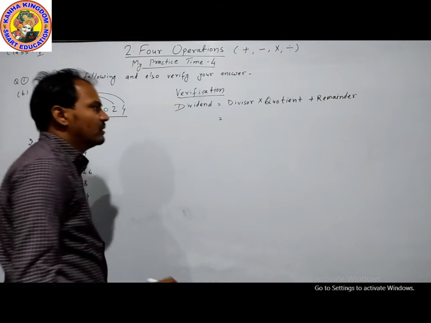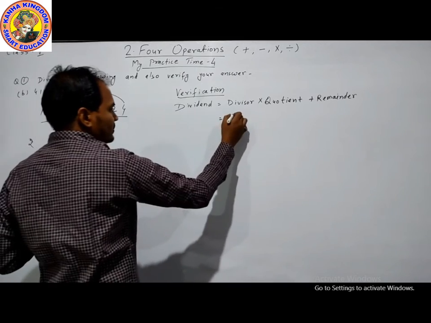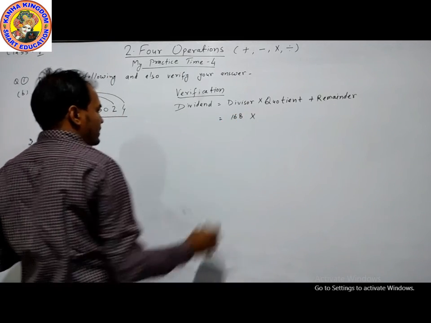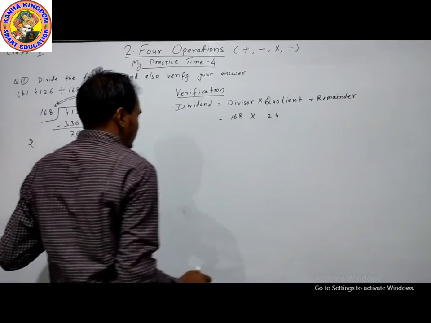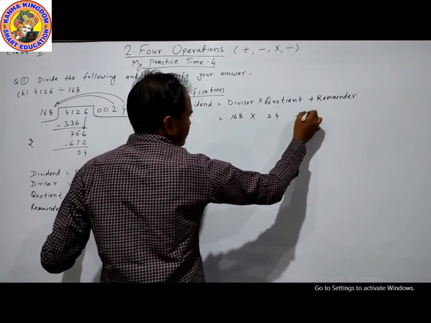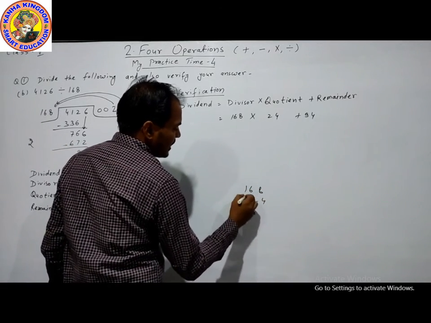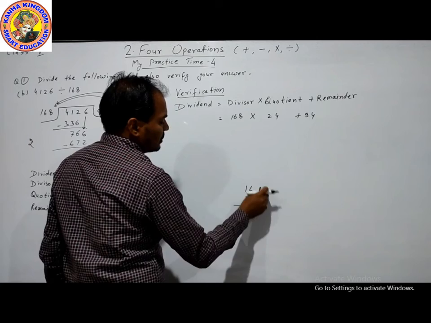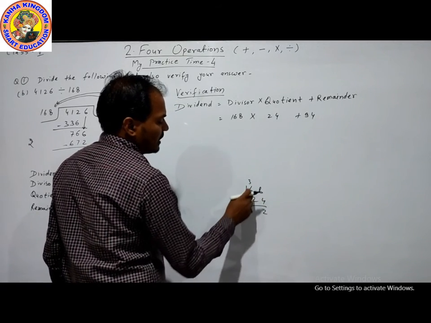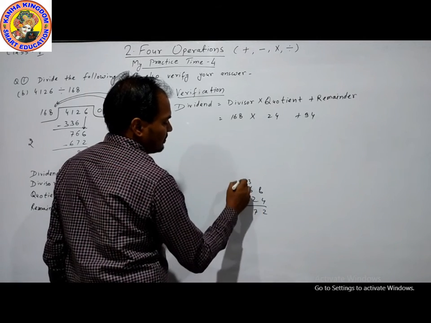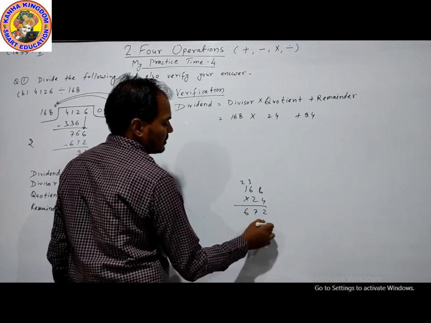Now placing the values to get the dividend. Divisor is 168. Quotient 24. Remainder 94. Now 168 will multiply by 24. 4 into 8, 32. 4 into 6, 24 plus 3, 27. 4 into 1, 4. 4 plus 2, 6.